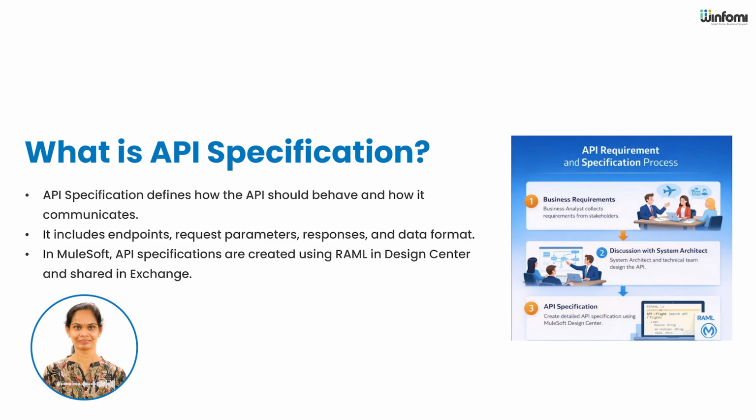After the design is ready, it is written as an API specification using RAML in MuleSoft Design Center. The specification clearly describes how the API will work. It is reviewed and approved by both business and technical teams. Once everyone agrees, the specification becomes a contract for developers. They can start building APIs based on the design.